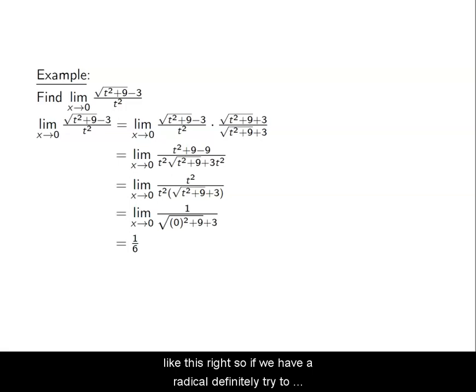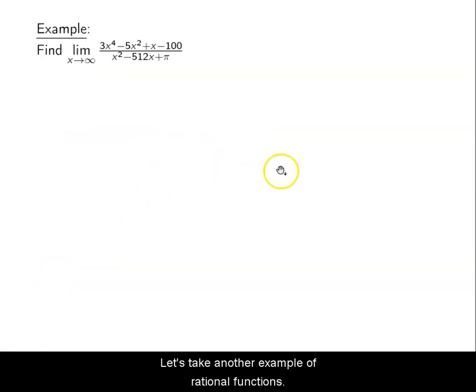So sometimes we have to be really crafty when we're approaching problems like this. If we have a radical, definitely try to rationalize the numerator or the denominator, whichever seems appropriate. If you have a rational function, try to simplify it as much as possible. See if you can cancel out some of those zeros. Okay, so let's take another example of a rational function.